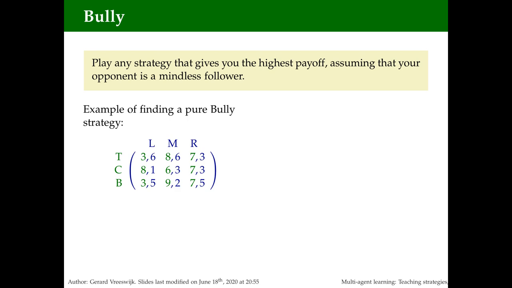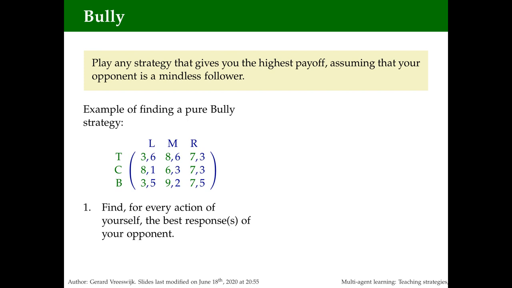Suppose you are the proponent, so suppose you are the row player, and you play against the column player. And you want to force the column player into a specific action. You have to take the following steps. First, for every action of yourself, you find the best response of your opponent.